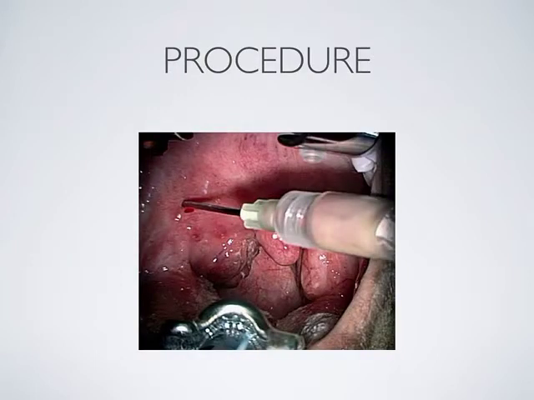Starting at a site just superior and lateral to the superior portion of the tonsil, the 18 gauge needle is advanced while directed straight posteriorly. Do not angle the needle laterally.